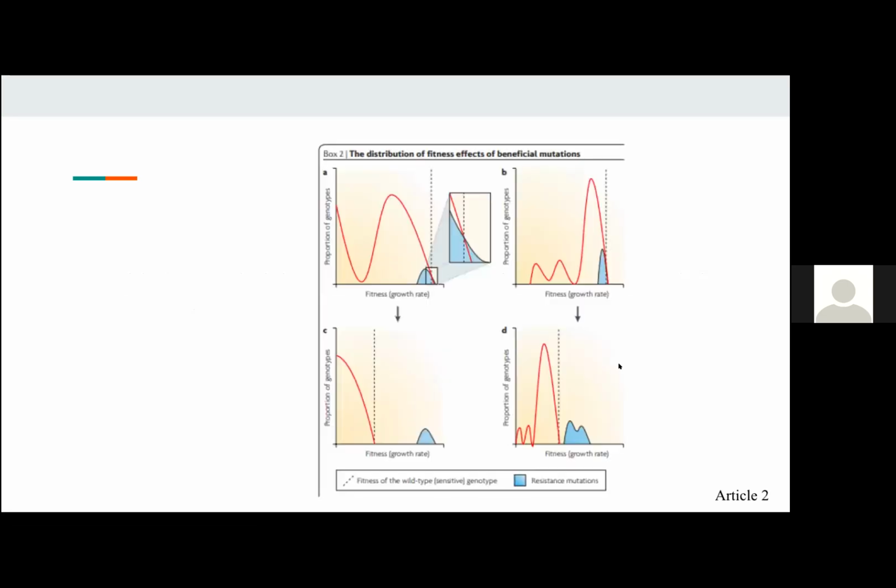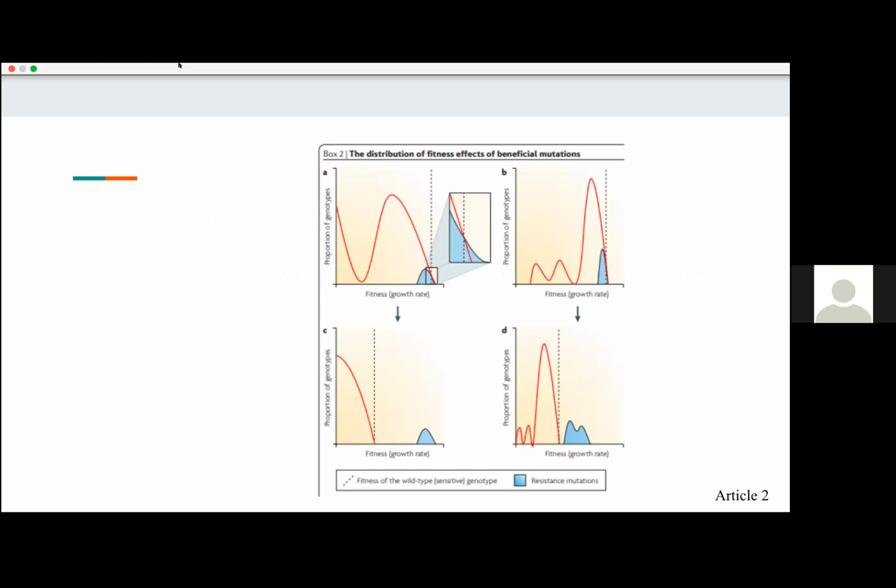In box 2, it represents the DFBM, or the distribution of fitness effects of beneficial mutations. In sections A and B, it shows a hypothetical fitness distribution when there's a low selection of spontaneous mutations. Conversely, sections C and D show a hypothetical fitness distribution when there is a high selection of spontaneous mutations.